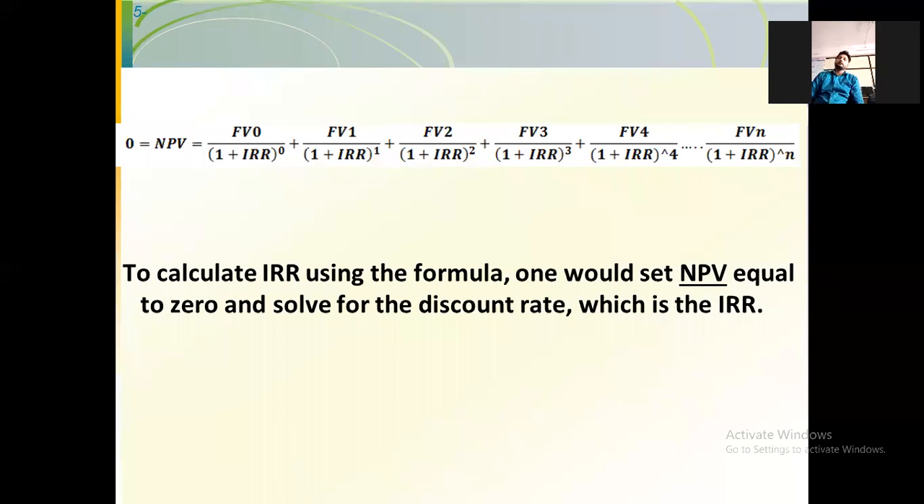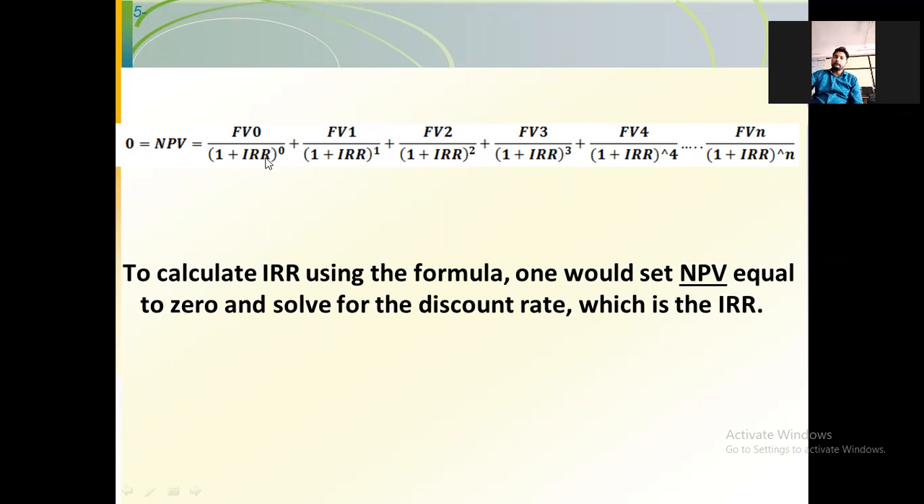Now here you can see the NPV formula, FV naught divided by 1 plus I raised to 0. Instead of R or I, whatever you can consider, in the previous NPV formula we considered it as R, that is nothing but the discount rate. So instead of that R, we change it to the IRR, that is internal rate of return. Now this will be considered as a discount rate.